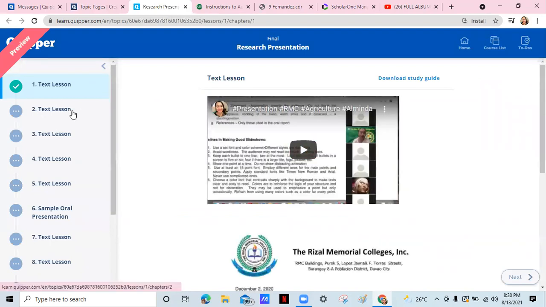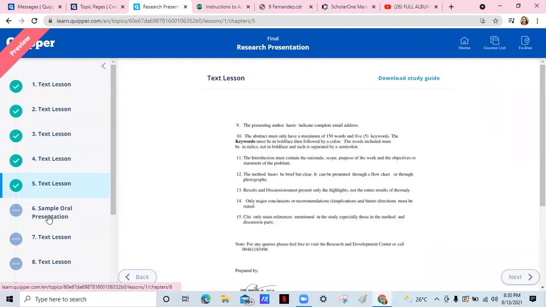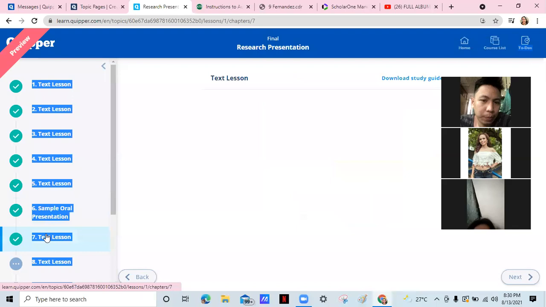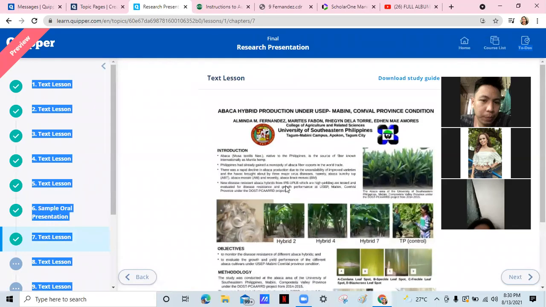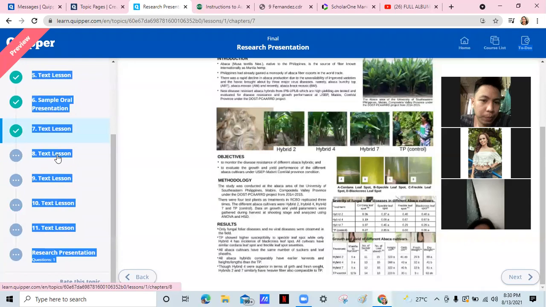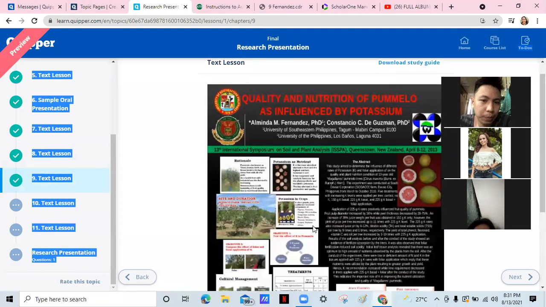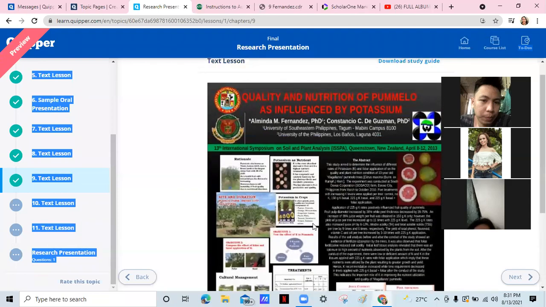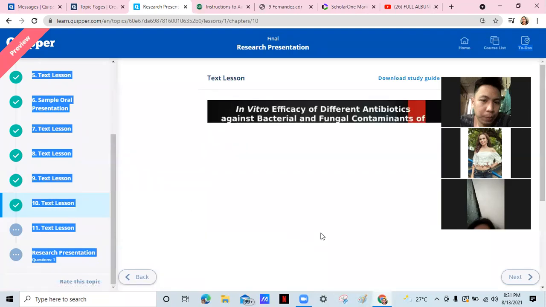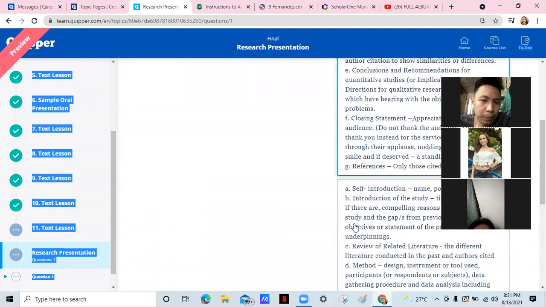So last time we talked about the different guidelines, and then the sample oral presentation, and the different posters. As you can see, yung mga sample poster na nagawa ko last time, but there are also ways that you can make it, I believe, more creative and more adapted to technology. And make sure you answer the quiz.